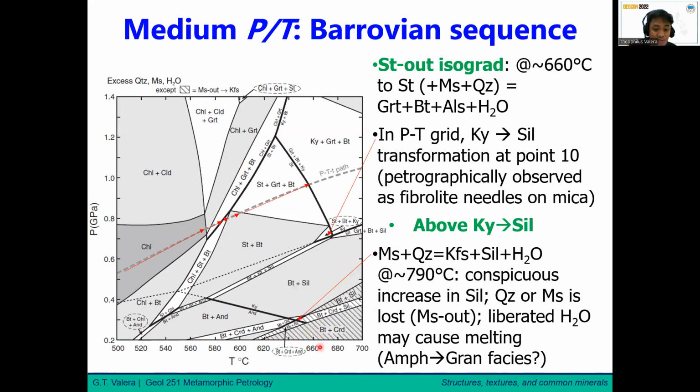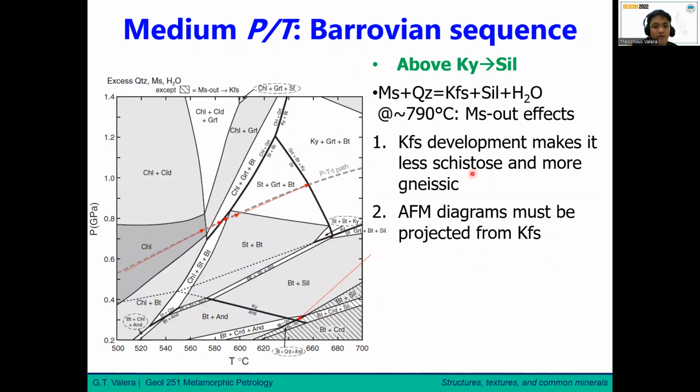So usually pag meron ka ng alkali feldspar, usually yun yung doon na pupunta yung K and aluminum na originally ay nasa muscovite. And this time, since breakdown na ng muscovite, the liberated water can cause melting. This usually is equivalent to the amphibolite to granulite facies transition. Okay? Okay? Yeah.